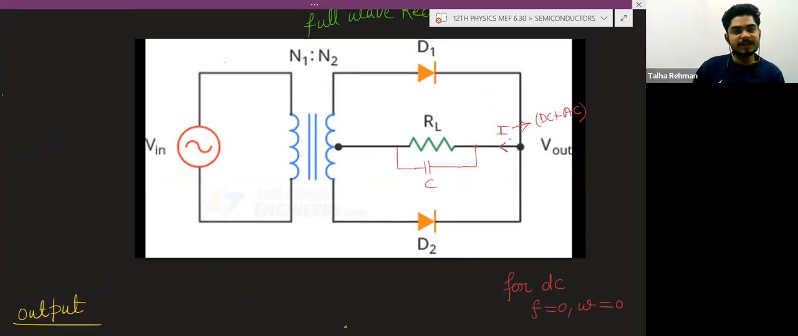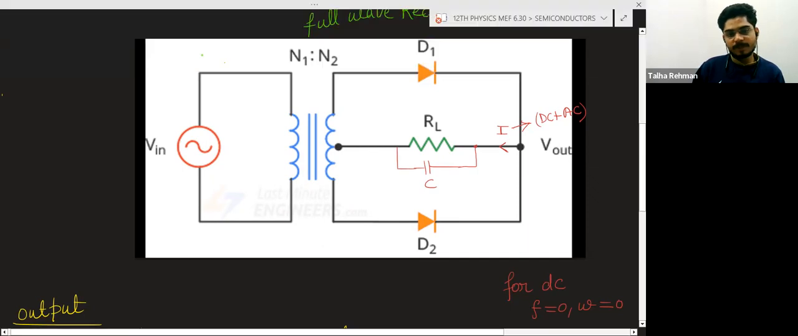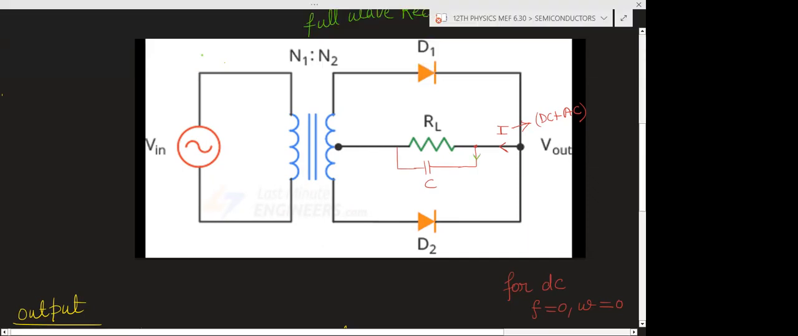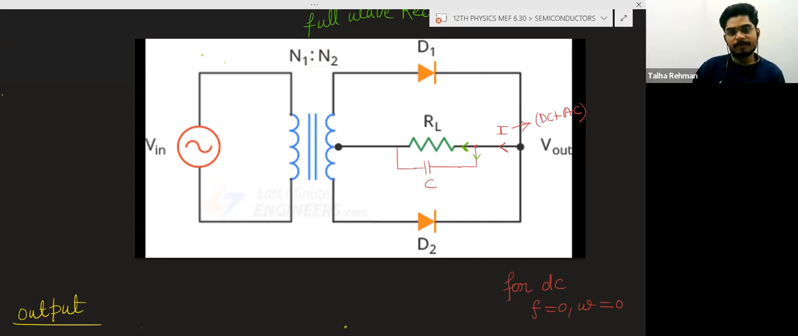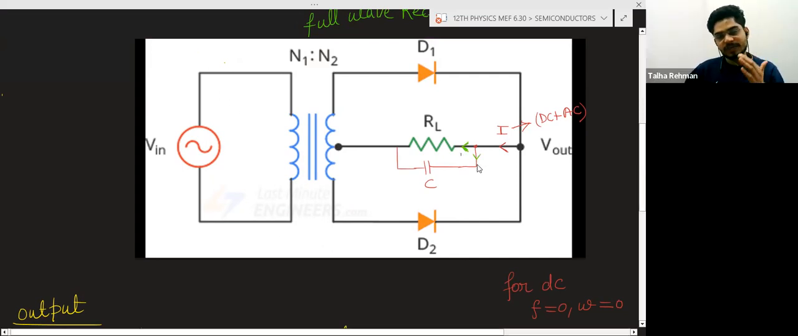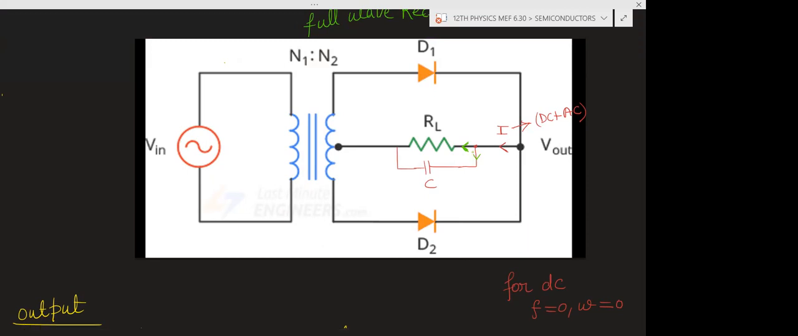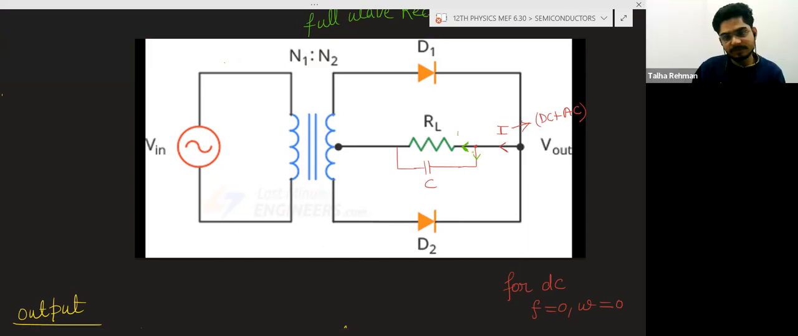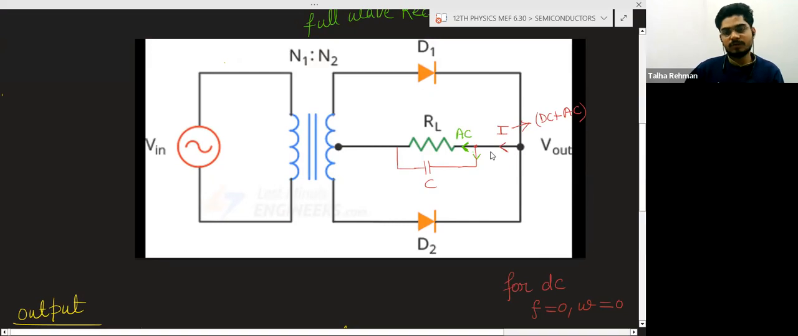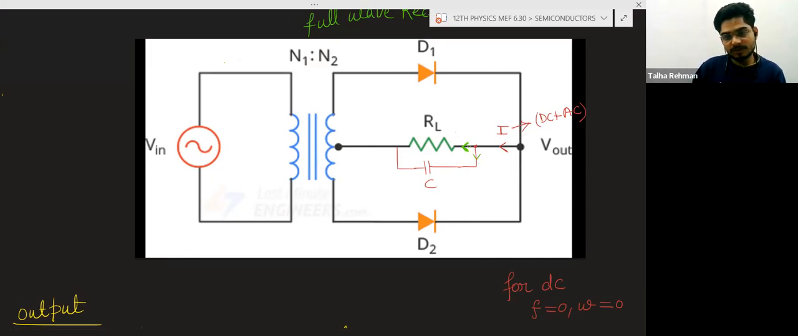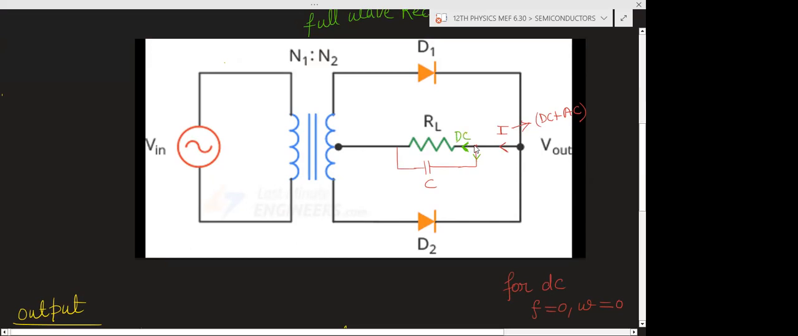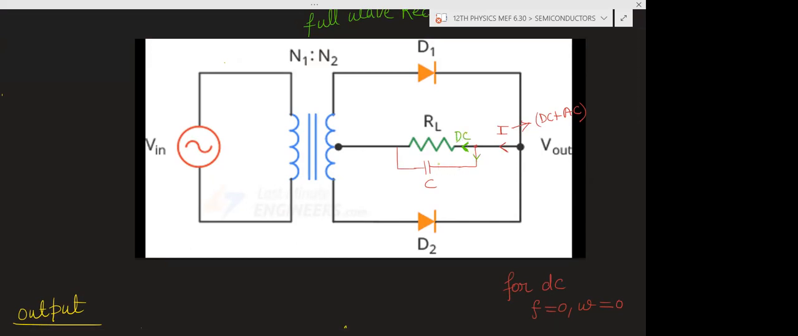So all the DC current will go through the load resistance, because DC current cannot flow through the capacitor. All the DC current will go across the load, and all AC will go to the capacitor.